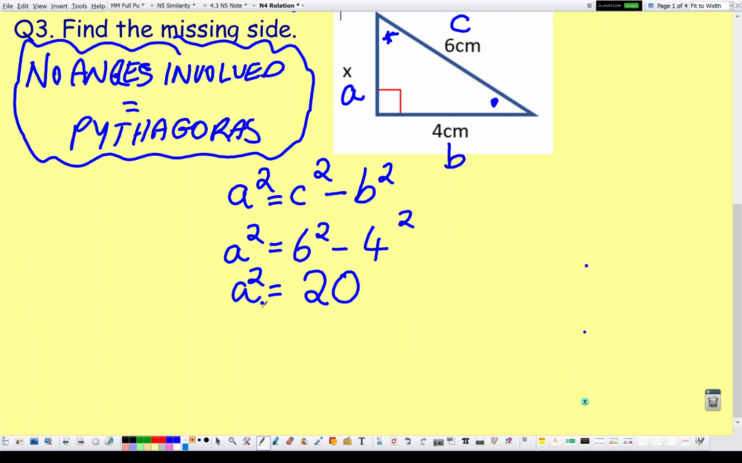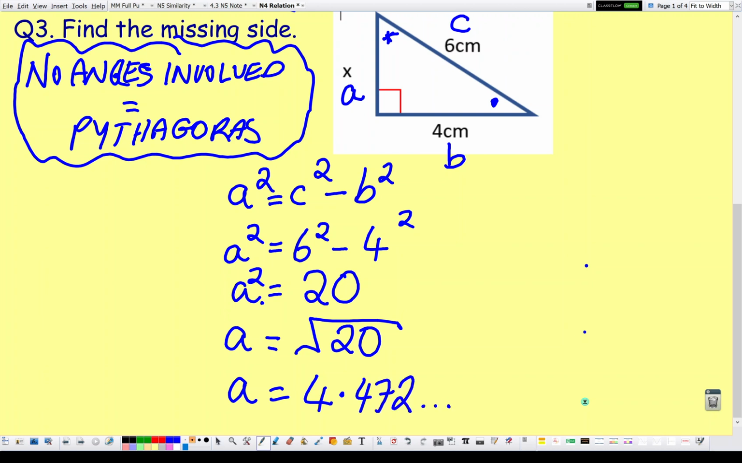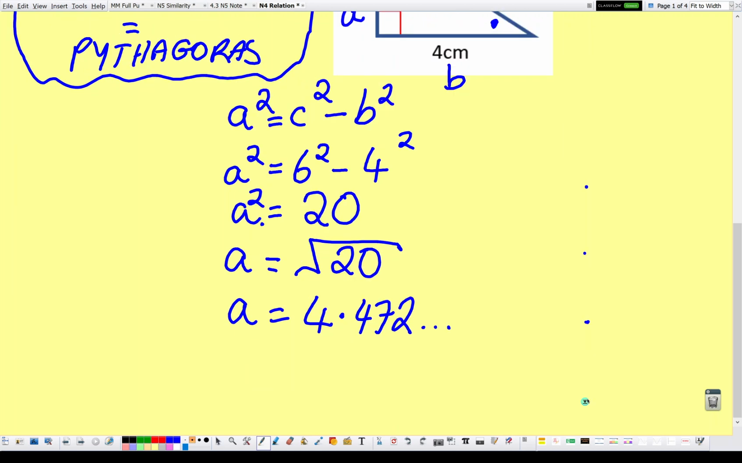Okay, but remember, this isn't finished because I don't have A, I have A squared right now. So to get the missing side A, I have to undo the squared by taking the square root of both sides. So my final line of working is going to be to do the square root of your answer from the first bit. Square root of 20, which is going to be 4.472, which, just to tidy it up a bit, we'll round to 1 decimal place. 4.5 centimetres. That's to 1 decimal place.